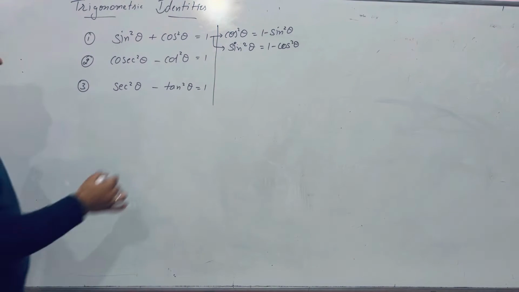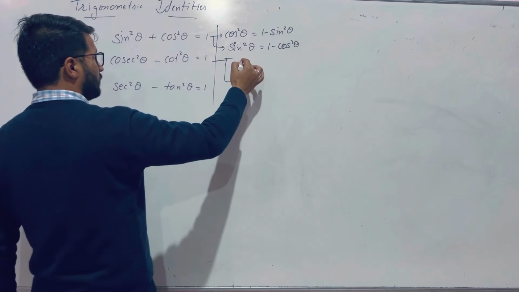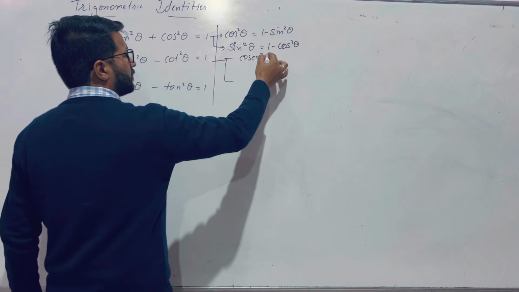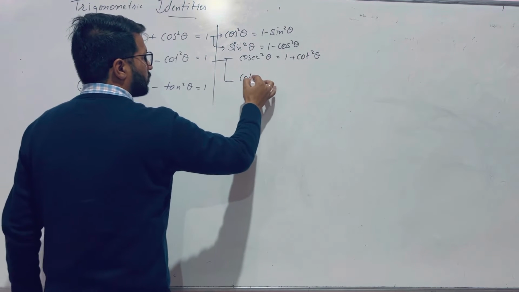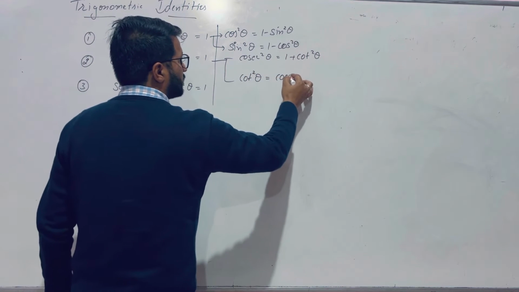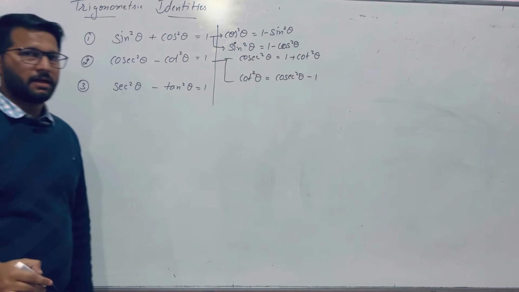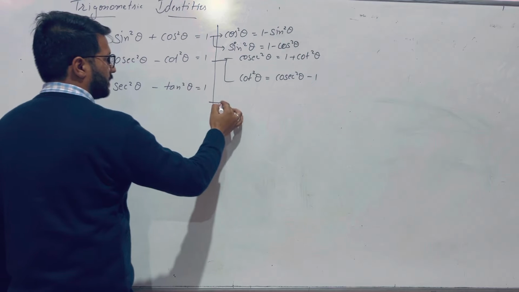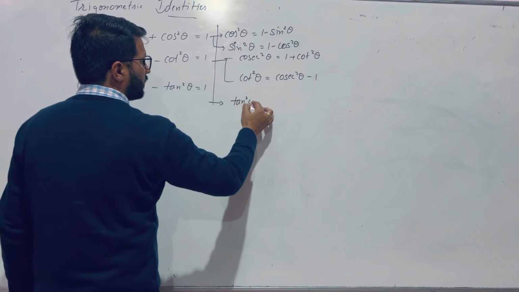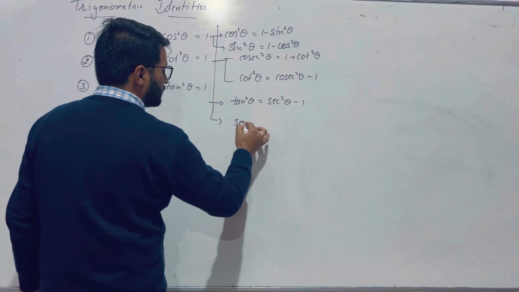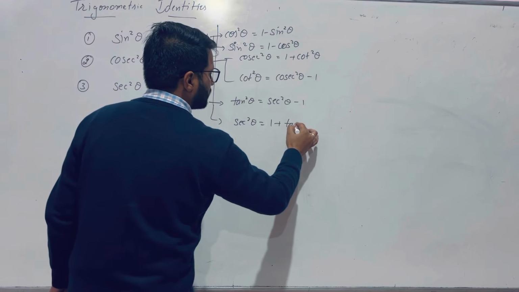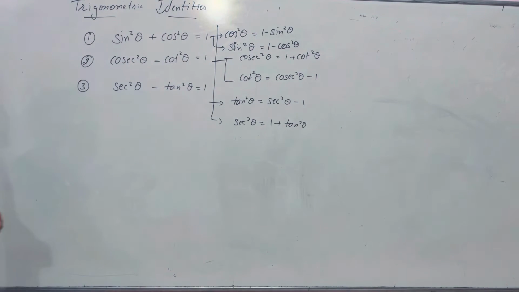Similarly, we can rewrite the second property as cosecant square theta is equal to 1 plus cot square theta, or cot square theta is equal to cosecant square theta minus 1. Similarly, tan square theta is equal to secant square theta minus 1, or secant square theta is equal to 1 plus tan square theta. So these are the three properties, and next is the derivation of these three properties.